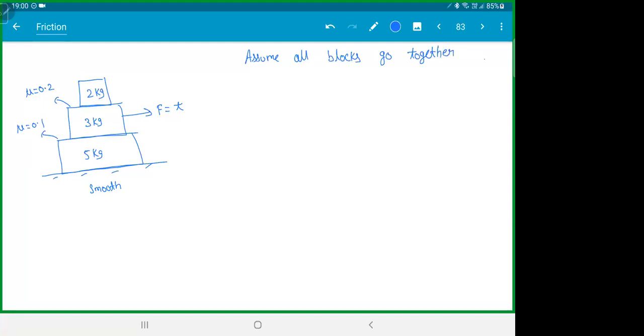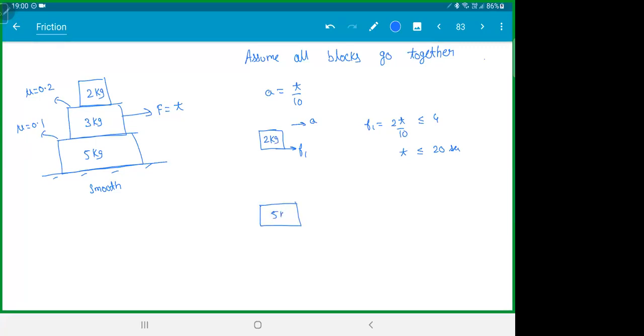So assume all blocks go together. So acceleration would be T by 10. Till here the story is the same. Take the 2 kg block. The one who's pushing is the friction of this guy. So this is the acceleration. So F1 is equal to 2T by 10, and this should be less than or equal to 4. So this will be 20 seconds. Meaning up to 20 seconds, 2 kg and 3 kg will go together.